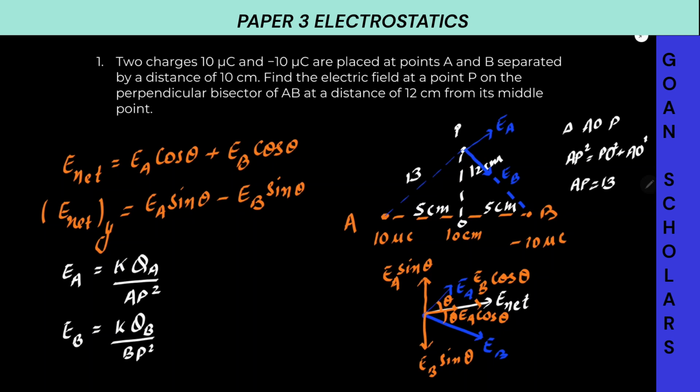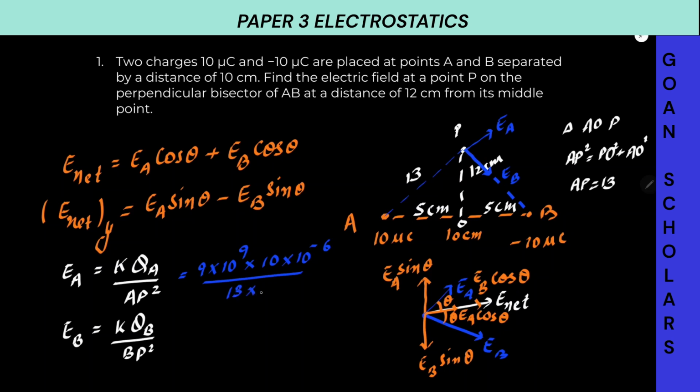Let's substitute here. So this will be 9 into 10 to the power 9, charge at A is 10 microcoulomb, 10 into 10 to the power minus 6, micro is 10 to the power minus 6, whole divided by AP, where AP is 13 centimeter.